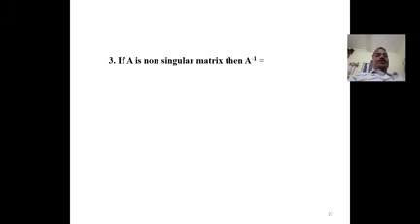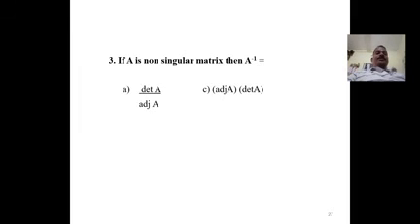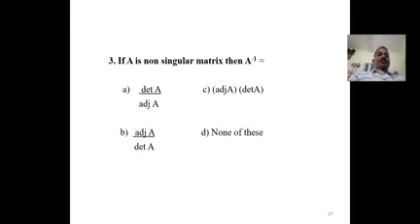If A is a non-singular matrix, then A inverse equals adjoint A by det A. This is the correct option. A is the determinant of A by adjoint A. B is the adjoint A by det A. C is the adjoint A into det A. D is none of these. B is the correct option: adjoint A by det A.